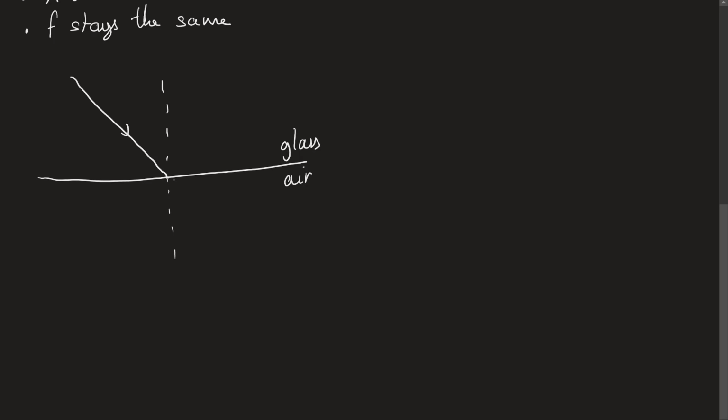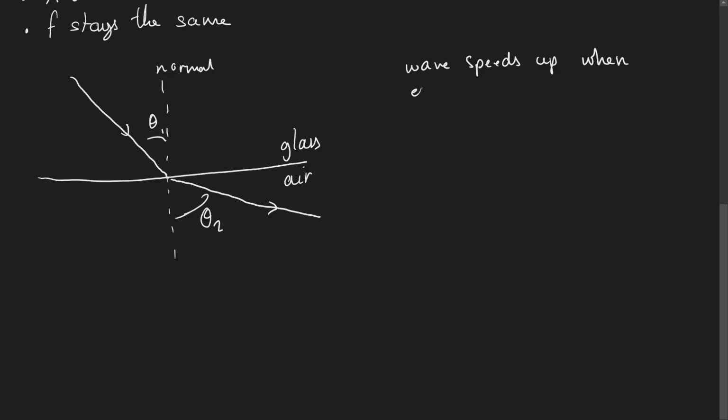Okay, and this is θ1, and this is θ2. This is the normal. There we go. Okay, now it speeds up because it's entering a less optically dense medium, so the wave speeds up when entering a less optically dense medium.